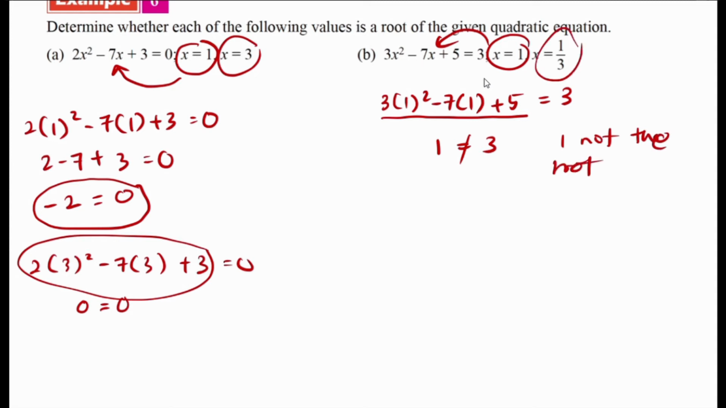Okay, let's check if 1 over 3 is a root. 3 times (1 over 3) squared minus 7 times (1 over 3) plus 5. Is it equal to 3?